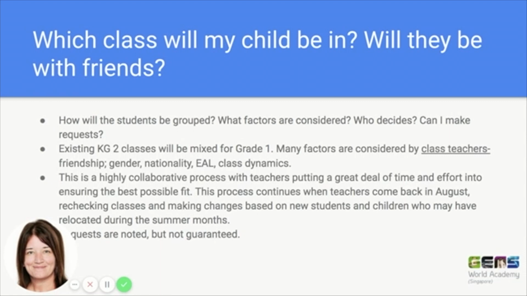So friendship is key. Gender is another thing, a good balance of males and females as far as possible. Nationality is considered, again, for a diverse mix in an international school as far as we possibly can.